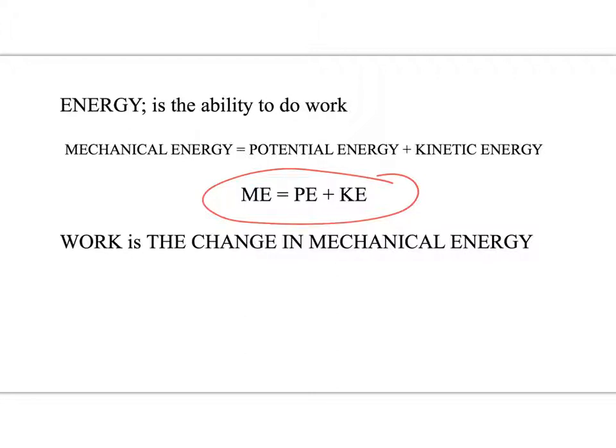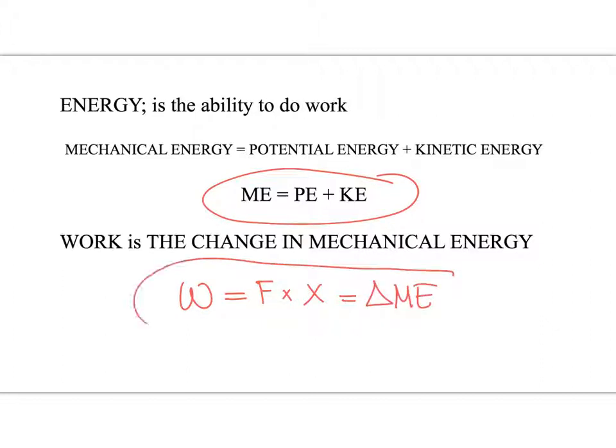Let's remember the work. We have said that if an object displaces in the direction of the force applied, then the work done is equal to force times the distance. So if a force does work, then there's a change in energy. So work is the change in mechanical energy. This is important: if there's work done, then there's a change in mechanical energy.